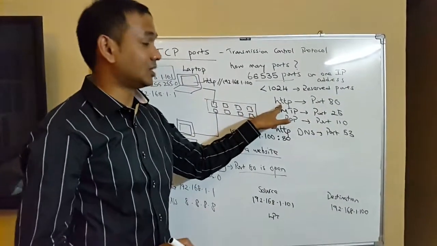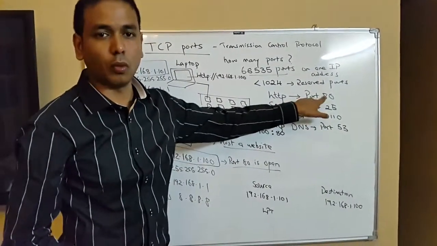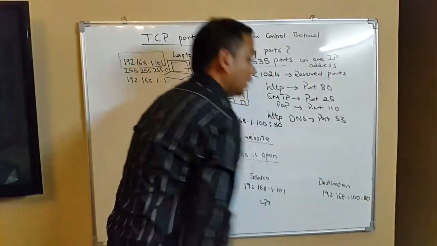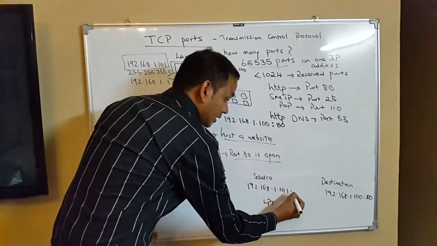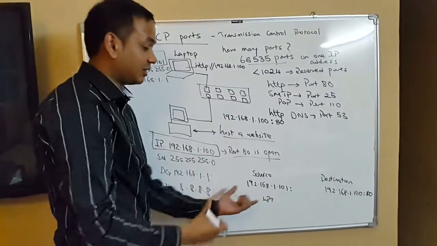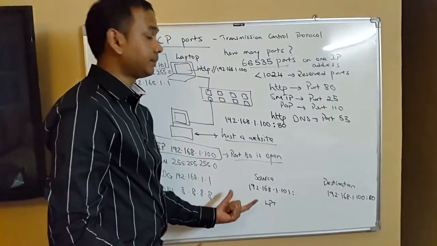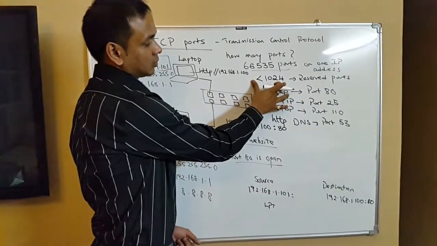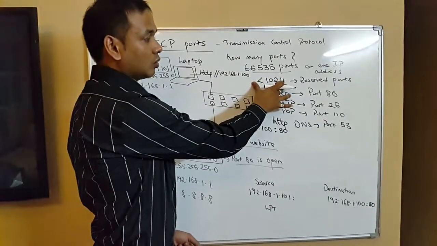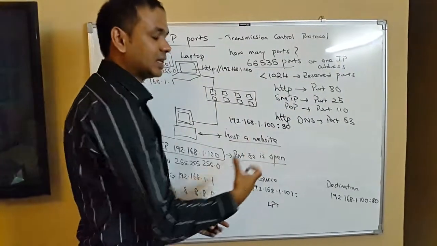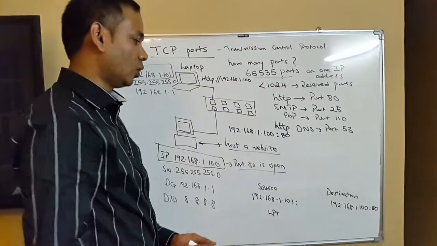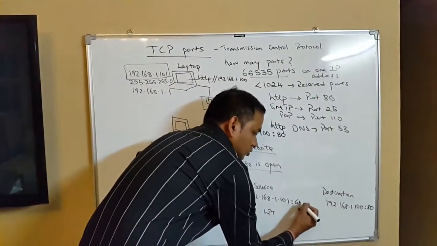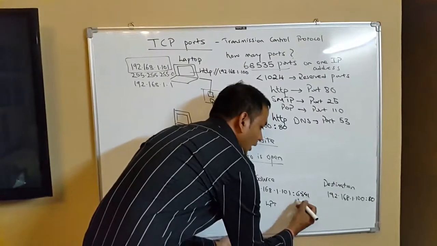Now, which port will the source connect to on the destination? It is port 80, because remember, all websites that use HTTP use port 80. So basically, it will connect to port 80. There should also be a port that connects from the source. Any port higher than 1024 will be automatically assigned by the networking suite. So you can get a port like 6541. This is a random port.